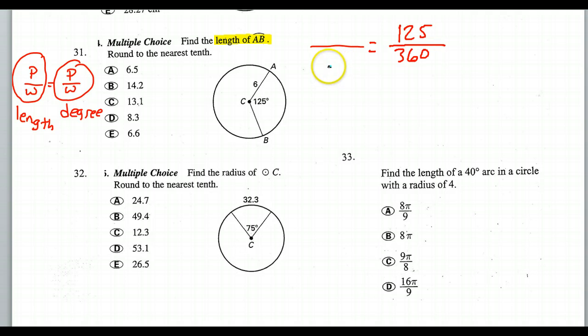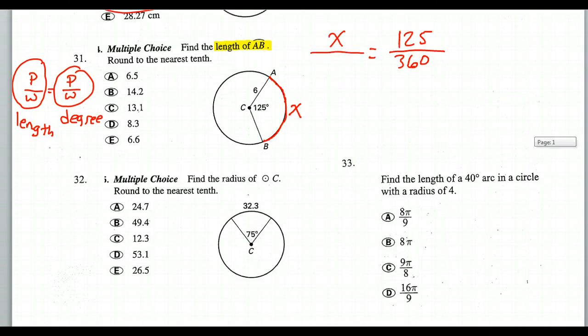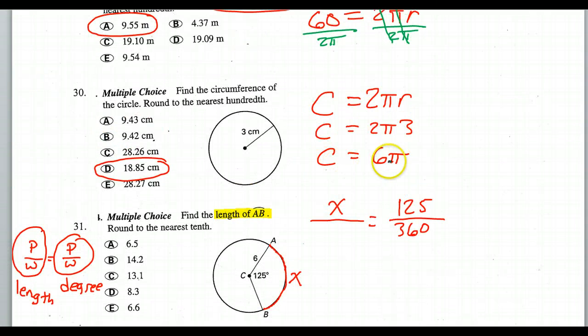Now we will do part over whole length. The length of the arc AB, that's what we're supposed to find. The partial length here, that's the unknown, so we'll call that x. The whole length is the circumference, so the denominator on the left will always be the circumference. Just like we calculated the circumference up here, we're going to calculate the circumference right now.